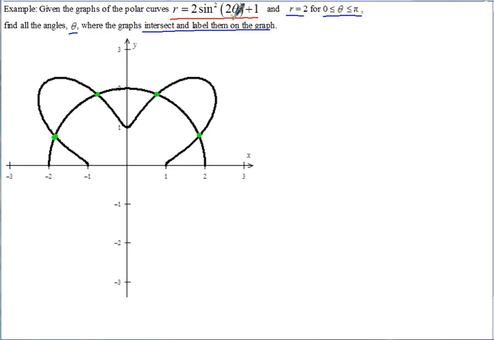to make the radius equal? So let's apply that and say, okay, so we have 2 sine of 2 theta, and again, whatever that squared is, it really means this whole sine of 2 theta is squared, plus 1 equals 2, and this radius here. So first thing you want to do is isolate the trig function. Let's subtract the 1.